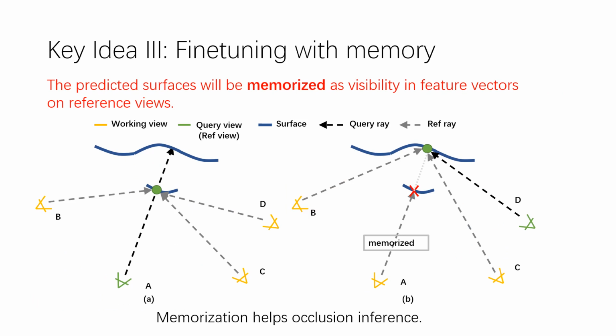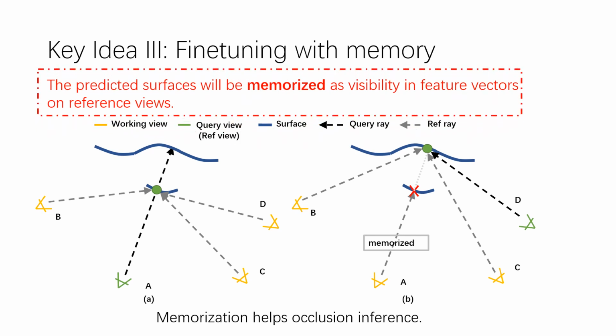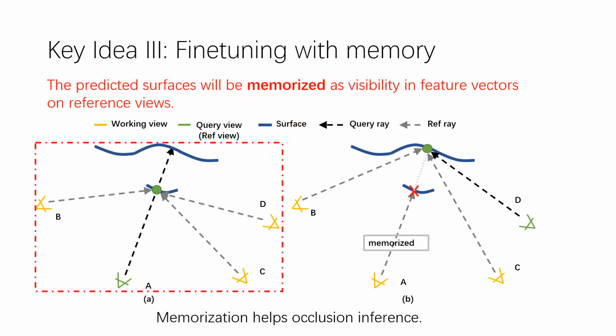Such fine-tuning is achieved by selecting a reference view as a query view and using other reference views as working views to render the selected query view. During fine-tuning, neural ray representation provides a memorization mechanism to account for occlusions in the scene. Here we provide a diagram to illustrate the memorization mechanism. In Figure A, we use views B, C, D to render view A, and the surface location is memorized as visibility and feature vector on view A.